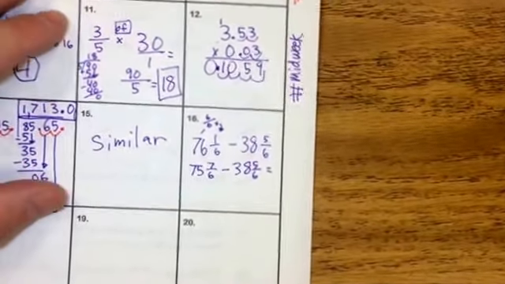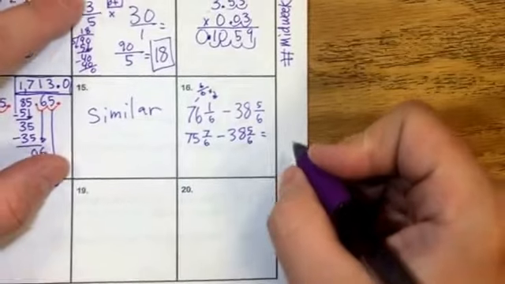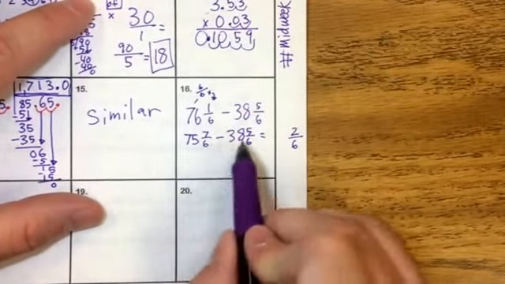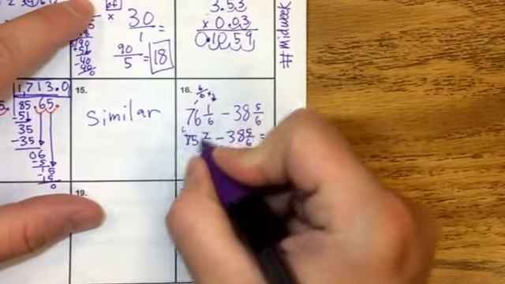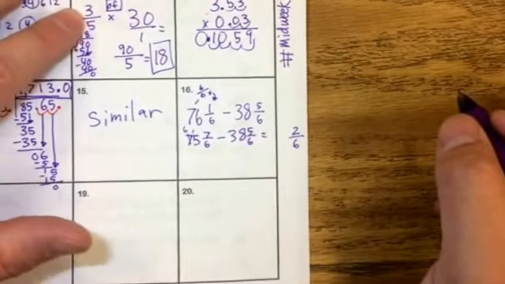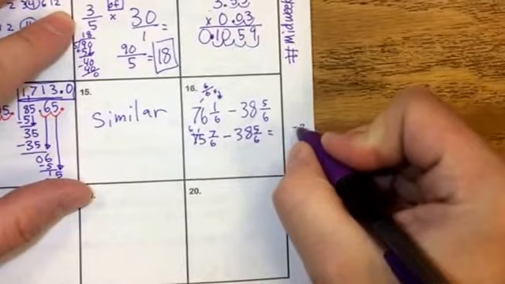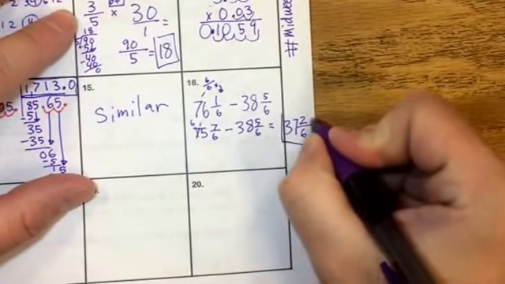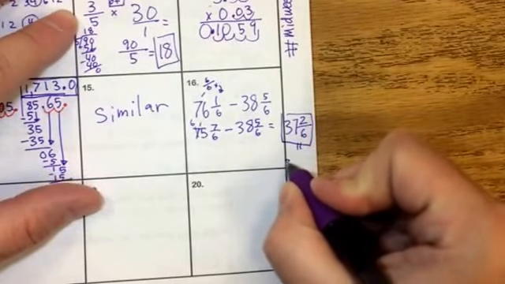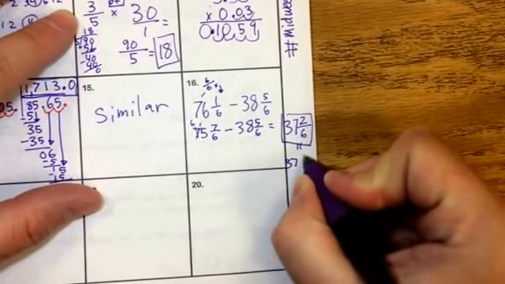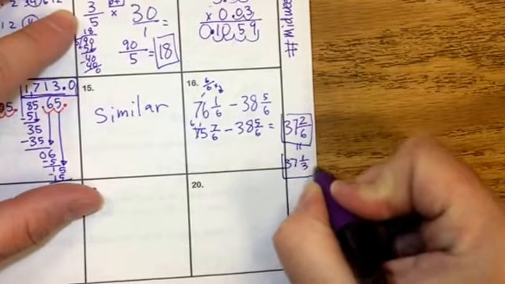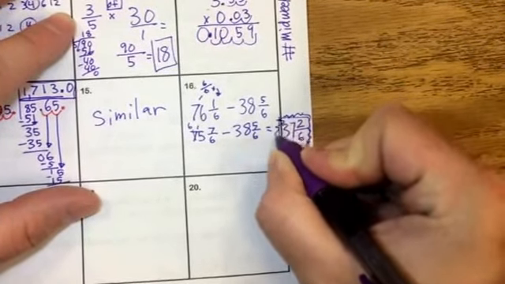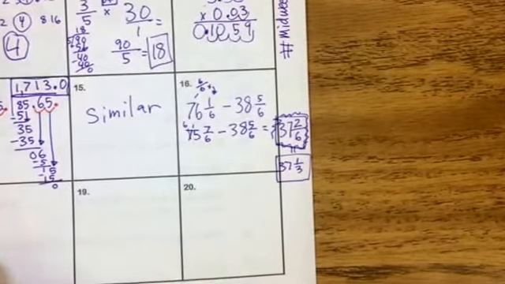And now I can just solve this like normal. 7/6 minus 5/6 is going to give me 2/6. And then I cannot do 5 minus 8, so I borrow from my 7, makes that a 6. 15, 14, 13, 12, 11, 10, 9, 8, 7. 6 minus 3 is 3. So I get 37 and 2/6. Uh-oh, but I have to convert that to 37 1/3. Final answer. 37 1/3 is your final answer.